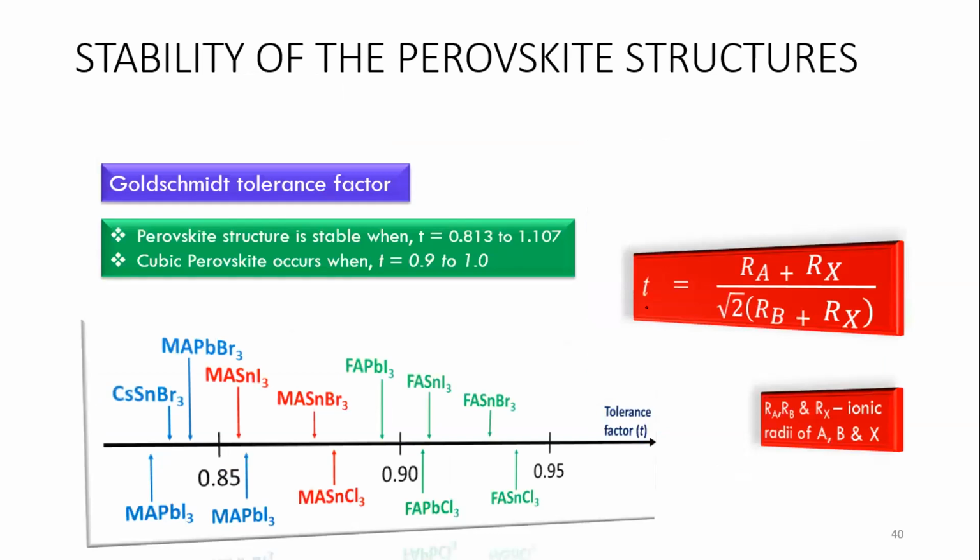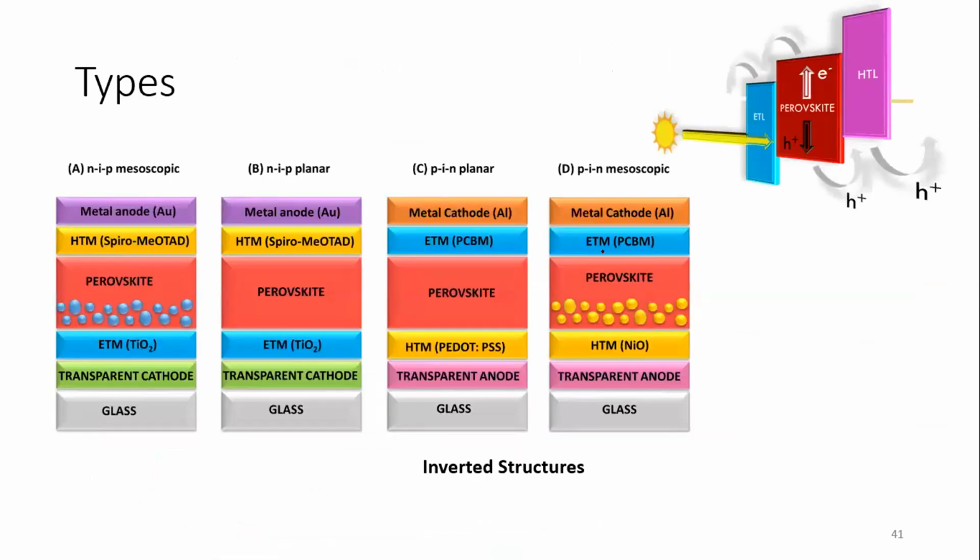To understand the stability of the crystal structure, they use this Goldschmidt tolerance factor. They take the ionic radii of these different cations and anions. According to this, if the tolerance factor is between 0.8 to 1.1, that perovskite structure is somewhat stable. And if we get anything close to 0.9 to 1, that structure is more like a cubic perovskite. So that's one thing. And this perovskite is actually a good material to conduct both electron and hole.